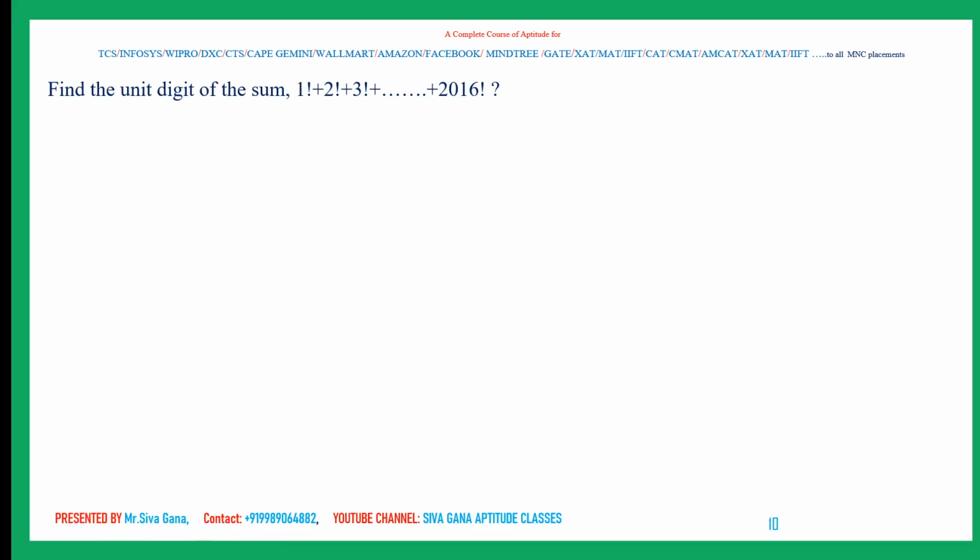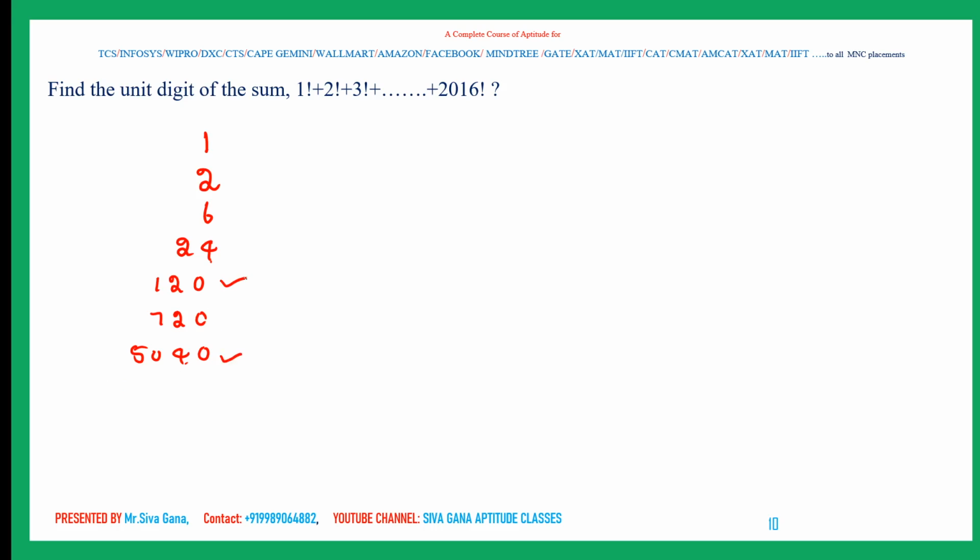Find out the unit digit of the sum. 1 factorial value is 1, 2 factorial value is 2, 3 factorial is 6, right? 4 factorial value is 24. 5 factorial is 120. 6 factorial is 720. 7 factorial is 5040. Right? Next, let us just see.